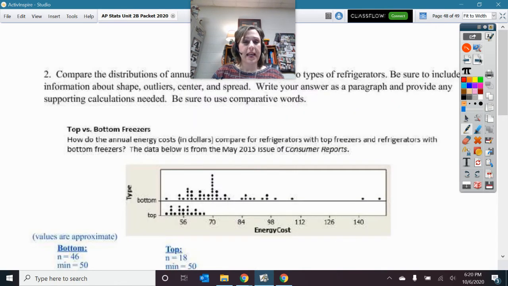Okay? The next one, same thing. You had 2 of them. So I had to go and approximate what these values were for whether you have a top freezer or a bottom freezer on the refrigerator and the energy costs related to them. So context when you're describing.